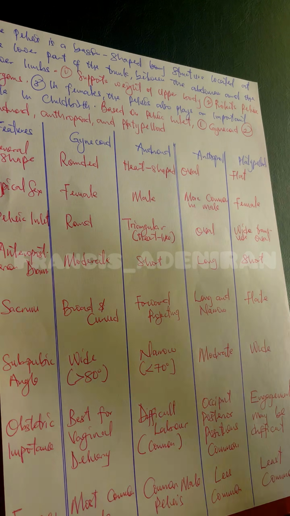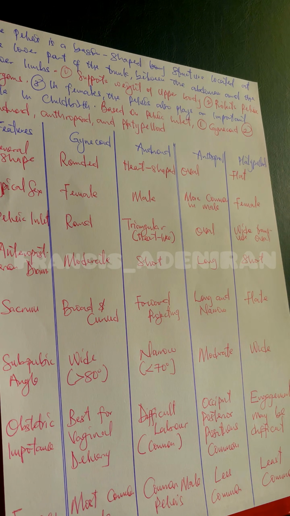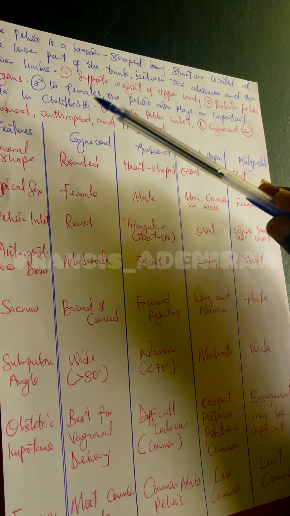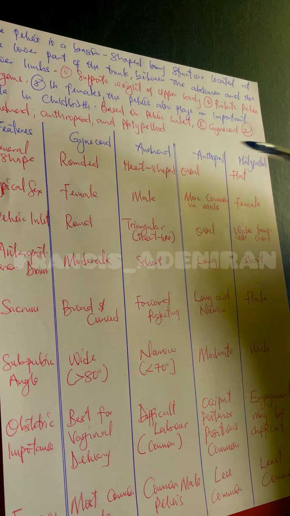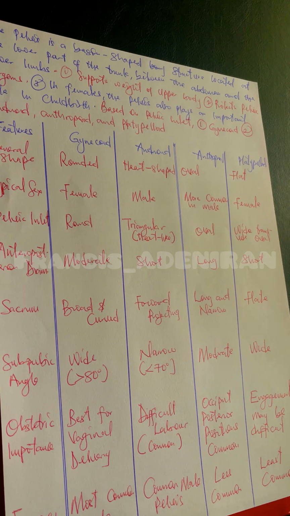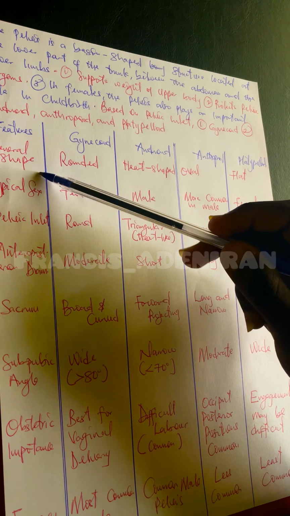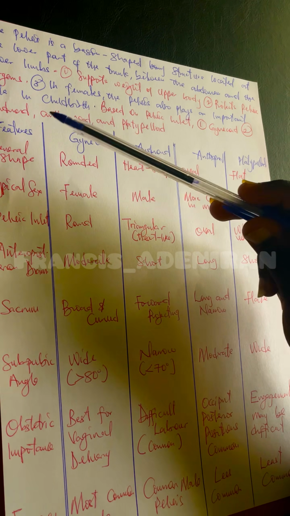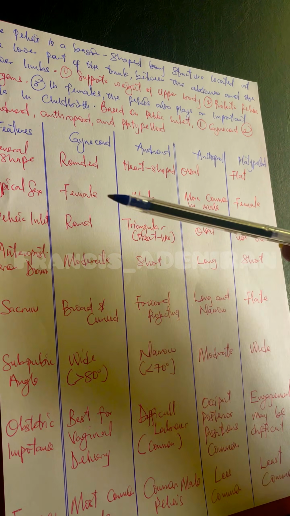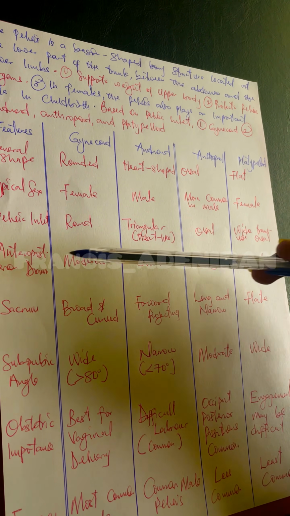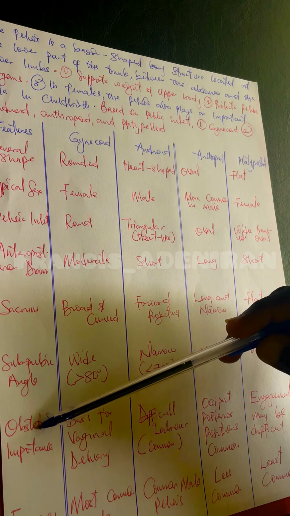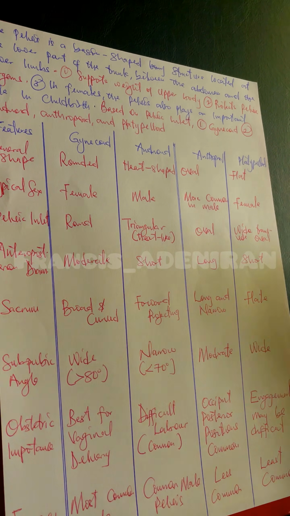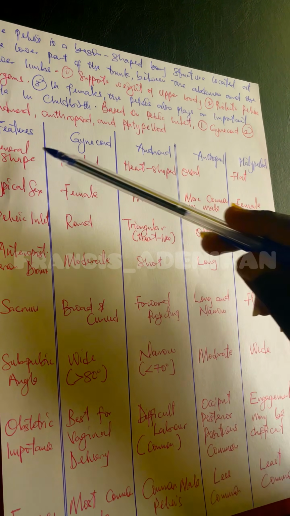So based on the pelvic inlets, we have 4 types of pelvis. One is the gynecoid pelvis, second one is the android pelvis, third one is the anthropoid pelvis, and the last one is the platypelloid pelvis. Now I have the features here that we use in distinguishing them. We have the general shape, the typical sex, the pelvic inlet, the anterior-posterior diameter, the sacrum, subpubic angle, the obstetric importance, and the frequency. So I've labeled them. We have the features there.